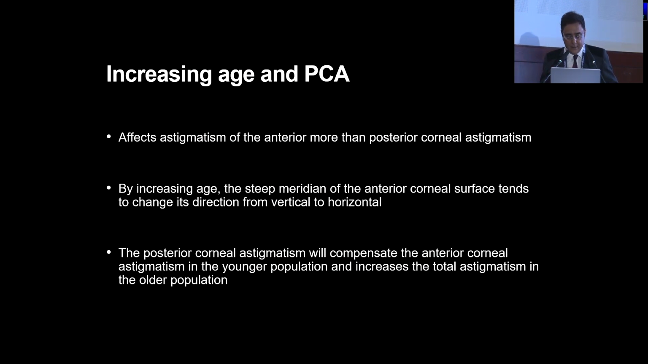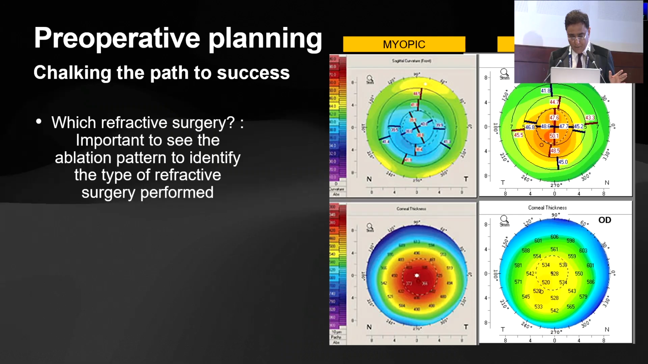Again, as age increases, you have to look at posterior corneal astigmatism. With increasing age, the steep meridian of the anterior corneal surface changes in direction from vertical to horizontal. Remember this. The anterior corneal surface, as we grow older, goes from vertical to horizontal. The posterior surface really doesn't change much. So this is what has been found over the number of years. So what is important as far as refractive planning is concerned is, of course, to look at the ablation pattern.